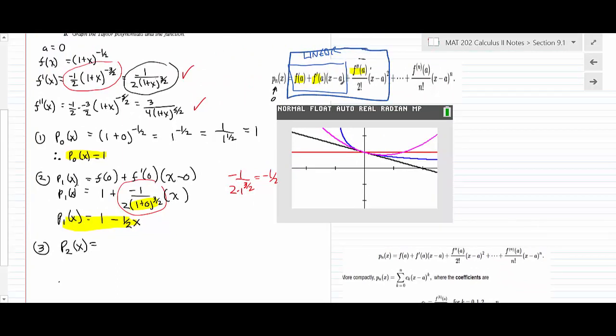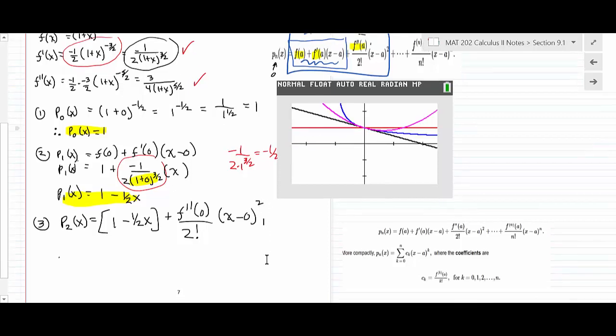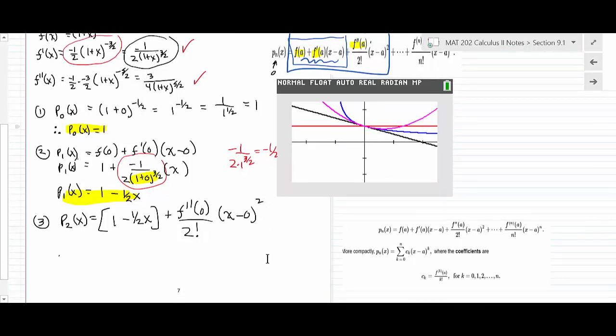So we've already got the answer to the linear, so I would just write down the answer to the linear. That's 1 minus 1/2 x like that. Okay, that's what that piece right there is. Now just tack on this quadratic term, which is going to be f double prime of 0 over 2 factorial, then x minus 0 squared like that. Okay, so all we got to do is just work with evaluating that derivative, and then we should have our answer to our problem once we do the arithmetic.